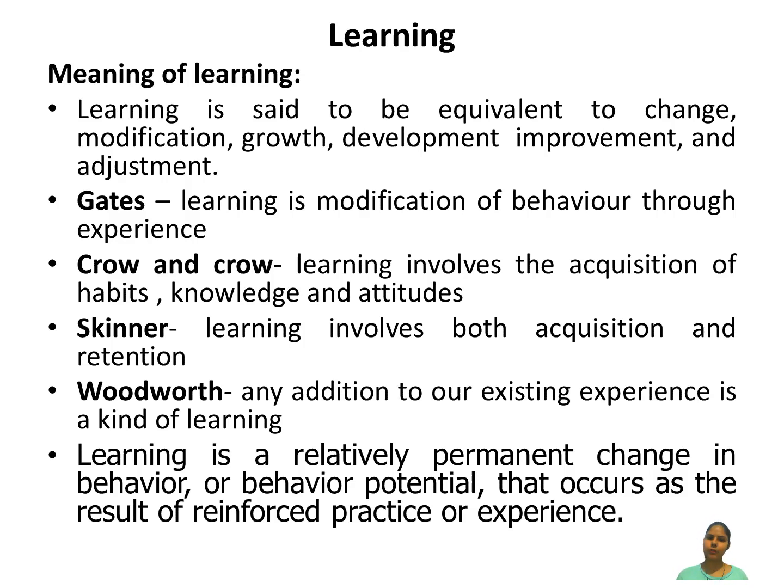If I talk about Crow and Crow, they said that learning involves the acquisition of habits, knowledge, and attitudes. Now, how will you learn? If you have knowledge, if you have an attitude, or you have a habit to learn, then you will learn. Otherwise, you will not be able to learn. If I talk about Skinner, he said that acquisition and retention both are important. Crow and Crow said that if you have a habit of learning, if you want to proceed, you want to get knowledge, or you have an attitude, then only will you have learning. But Skinner said that retention is also important.